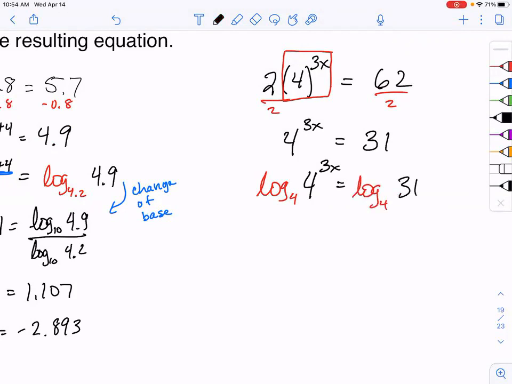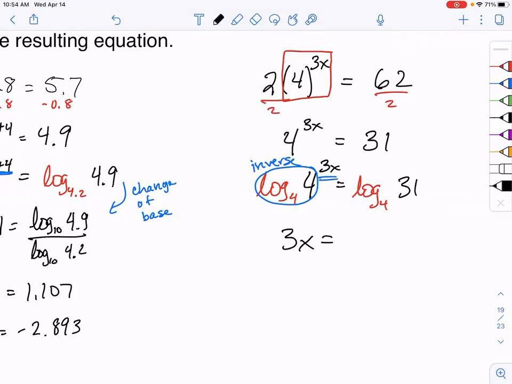What happens with what we have on the left-hand side? So the exponent is 3x. That's all that remains on the left-hand side. On the right-hand side, it's just a number. How do we calculate that number?